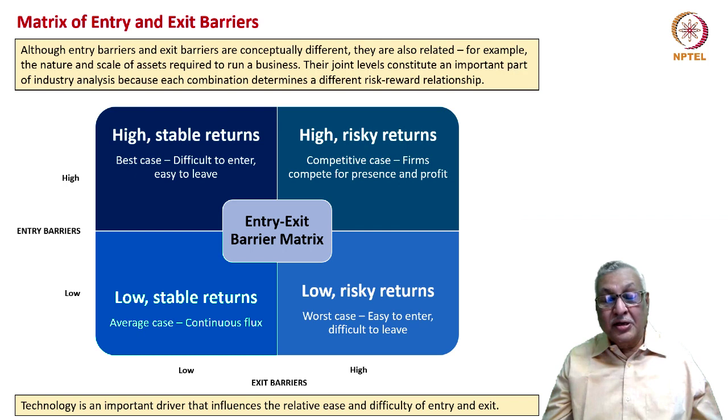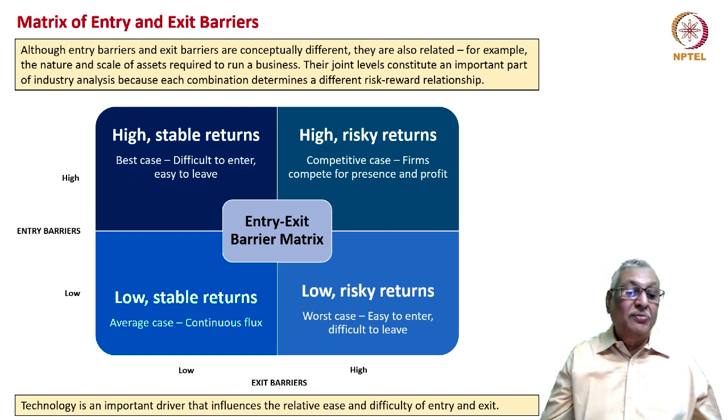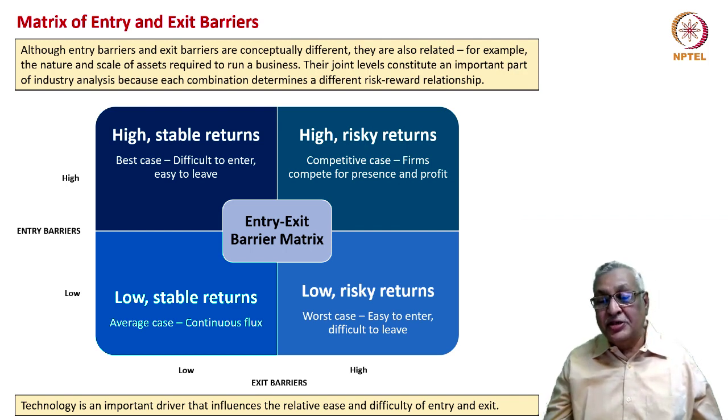Suppose you have an industry where the exit barriers are very high. That is, once you come into the industry and operate for some time, it is very difficult for you to move out of that industry. But the entry barriers are very low, in which case the industry will attain the state of high rivalry very soon. That industry will have low risky returns. It is the worst case situation for any industry. Easy to enter, difficult to leave.